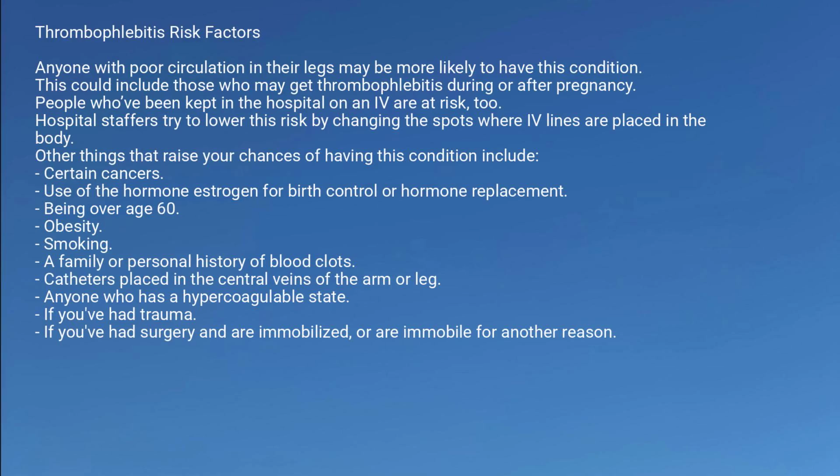Thrombophlebitis risk factors. Anyone with poor circulation in their legs may be more likely to have this condition. This could include those who may get thrombophlebitis during or after pregnancy. People who've been kept in the hospital on an IV are at risk, too. Hospital staffers try to lower this risk by changing the spots where IV lines are placed in the body. Other things that raise your chances of having this condition include certain cancers. Use of the hormone estrogen for birth control or hormone replacement. Being over age 60. Obesity. Smoking. A family or personal history of blood clots. Catheters placed in the central veins of the arm or leg. Anyone who has a hypercoagulable state. If you've had trauma. If you've had surgery and are immobilized, or are immobile for another reason.